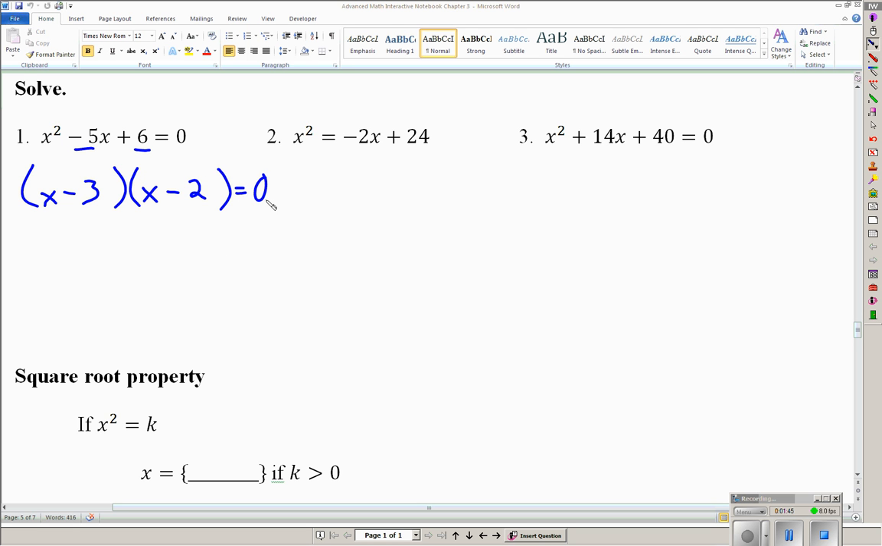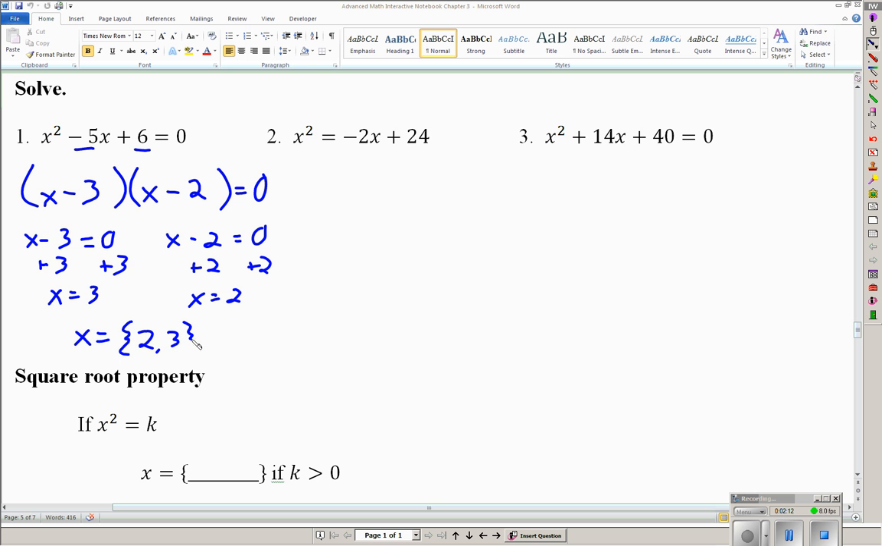So that equals 0. Now each factor equals 0, and we'll solve each one. Add 3 to both sides here, and x is 3. Add 2 to both sides here, and x is 2. And then to finish, write them in order least to greatest, 2, 3 in the squiggly brackets there. So get everything on one side of the equal sign, factor it, set each factor equal to 0, and solve.